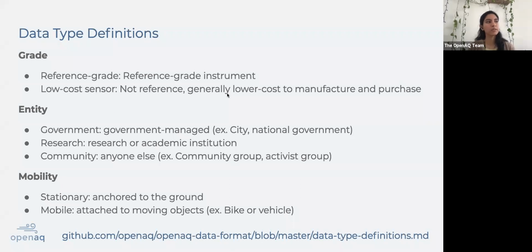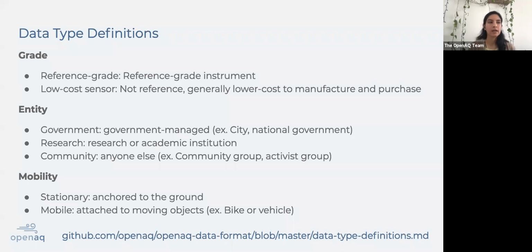So we've split it up into grade, entity, and mobility. For grade, we have reference grade, which is typically what's been available on the OpenAQ platform. It's collected from a reference grade instrument. Low-cost sensor is, surprise, not reference grade, but it's generally low cost to manufacture and purchase.